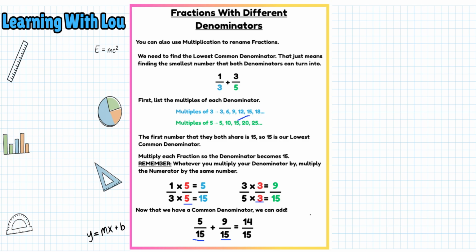We're just back to the regular process for adding fractions. You do your numerator plus your numerator, so 5 plus 9 is 14, and you keep your denominator. So 1/3 plus 3/5 is really 14/15, because we renamed it. 1/3 became 5/15, and 3/5 became 9/15. You add it together and you get 14/15.